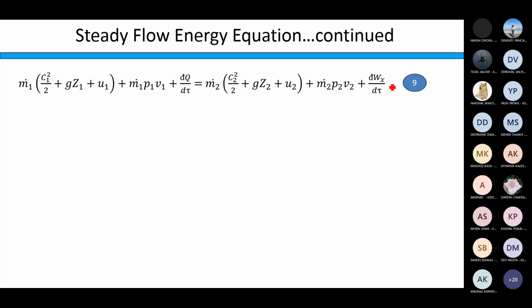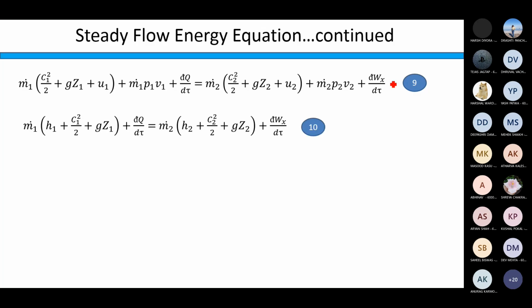The reason being, you go back and check the steady flow device. There you will find d bar Q by dt is entering the control volume. So this is the heat supplied per unit time to the system, and d bar Wx by dt is the work extracted from your system. That's why that arrow of d bar Wx by dt is outward. Go and check the diagram. It is clear there. Fine.